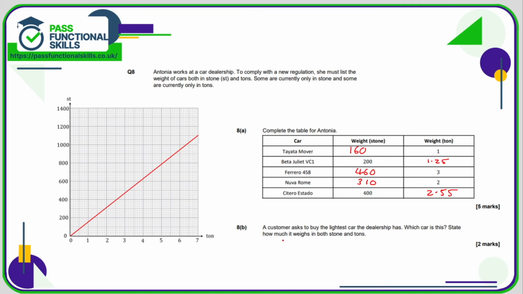So 8B, a customer asked to buy the lightest car the dealership has. So either we're comparing the weight in stone or tons, it doesn't matter. Weight in stone, 160 is the lowest, so it's the Toyota, which is the lightest car. And in stones, that's 160, and in tons, that is 1 ton.